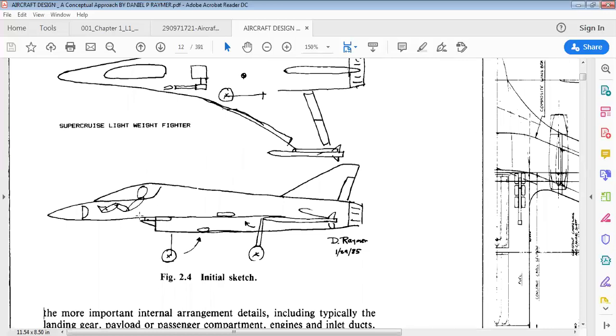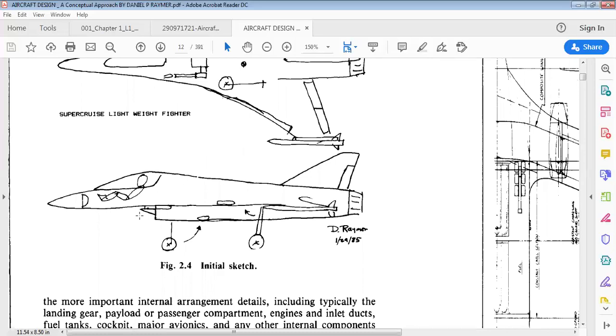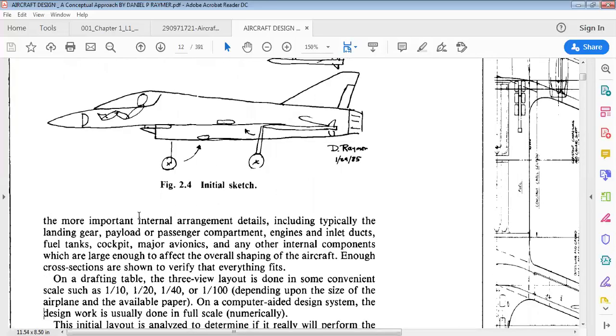How it looks, what the wingspan should be. Once everything is done, only then do we go for a prototype, that is, the preliminary sketch. Clear? What type of technology, what type of power plant, and for what purpose it is used: all these things we filter in the requirements as well as in the conceptual design process itself.